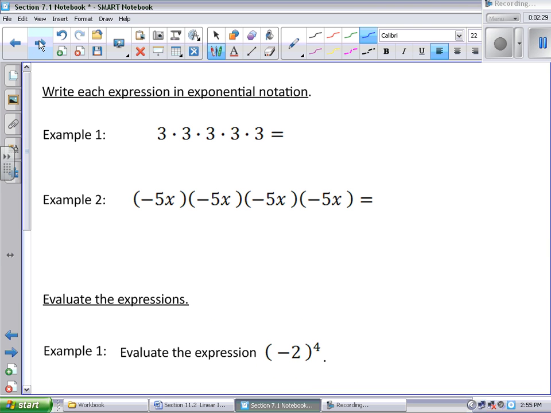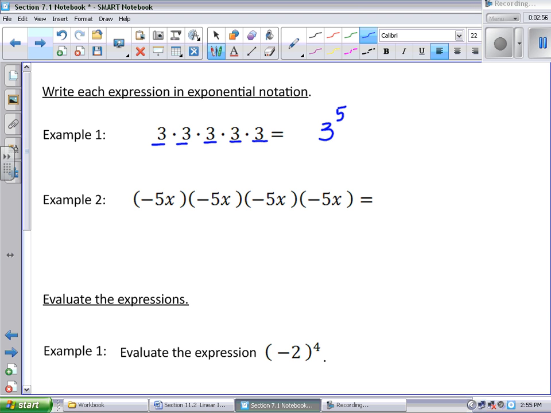Write each expression in exponential notation. Well, the base tells us what number is being multiplied. Here we have 3 times 3 times 3, so 3 is our base. And the exponent tells us how many factors of 3 we have. In this example, we have 5 factors of 3, so this is 3 to the fifth power.